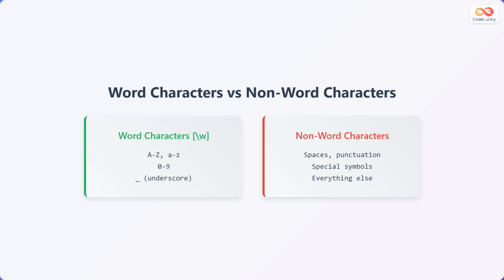To understand word boundaries better, let's clarify the difference between word and non-word characters. Word characters, represented by \w in regular expressions, include uppercase A to Z, lowercase a to z, digits 0 to 9, and the underscore character. Anything that's not a word character is considered a non-word character. This includes spaces, punctuation marks, special symbols, and so on.